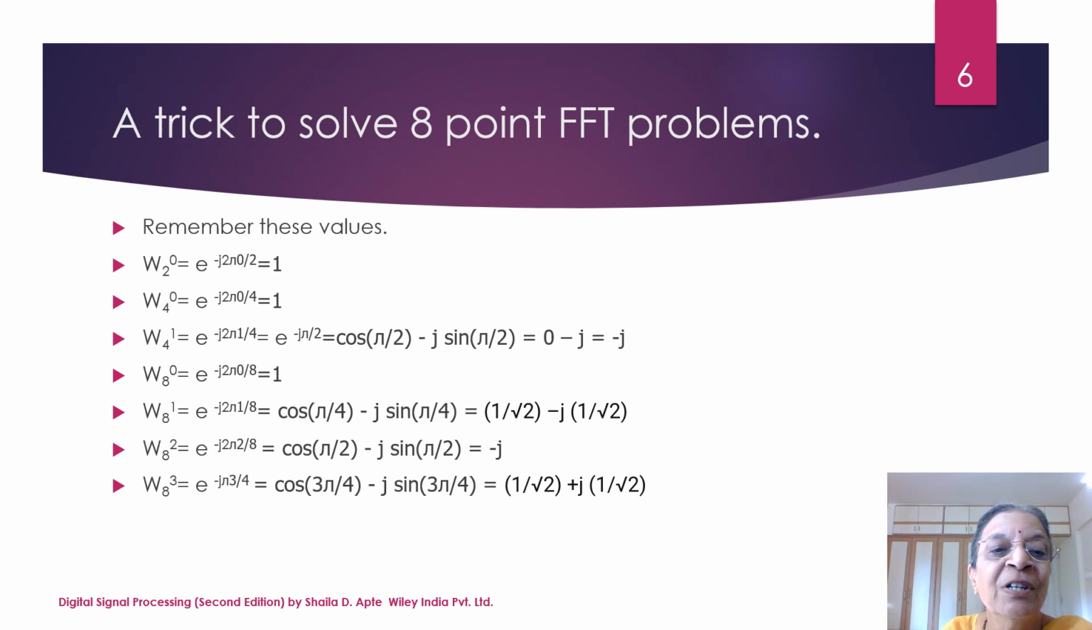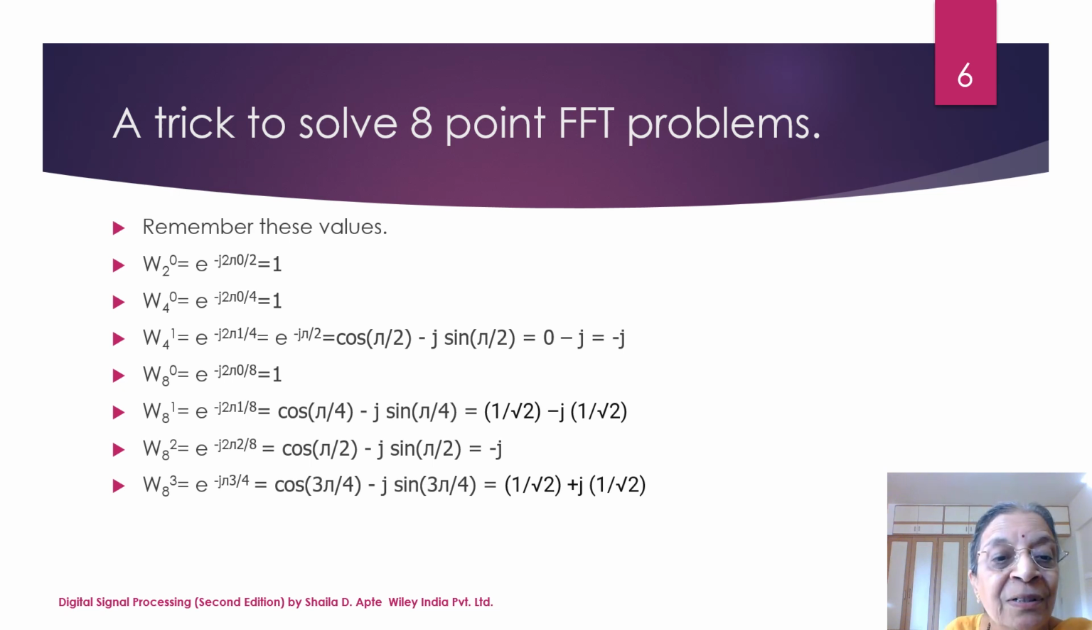Then W4 raised to 1 is equal to minus j. W8 raised to 1 is 1 upon root 2 minus j 1 upon root 2. W8 raised to 2 is minus j. So this is the same as W4 raised to 1. And W8 raised to 3 is minus 1 upon root 2 minus j 1 upon root 2.